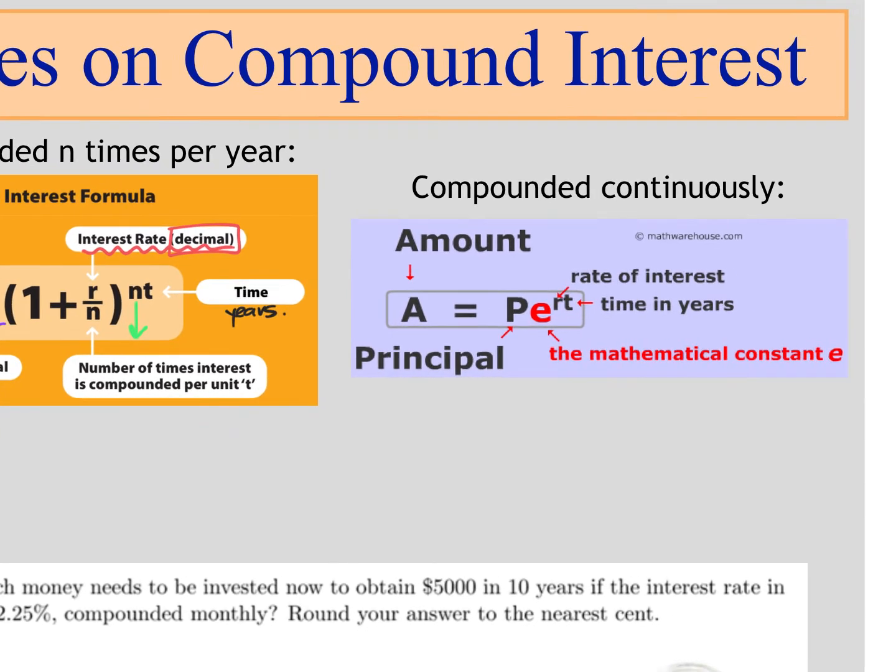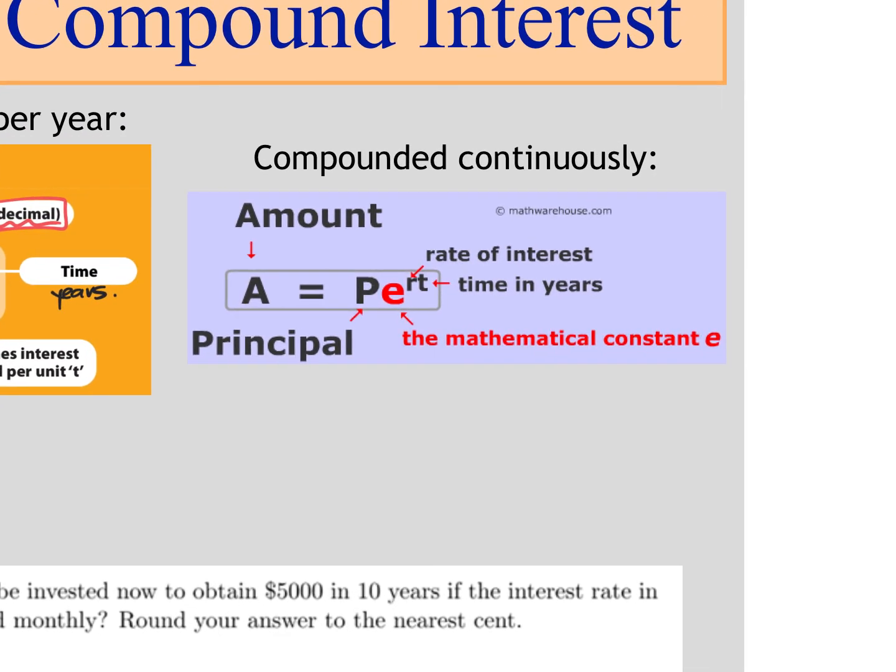The other formula is if our interest is being compounded continuously, meaning all the time, not on specific intervals. This equation takes the principal amount, the initial amount, and multiplies it by e. This is our mathematical constant. That's about 2.718. Raised to the value of r. This is your interest rate, again as a decimal. Times time, again in years.